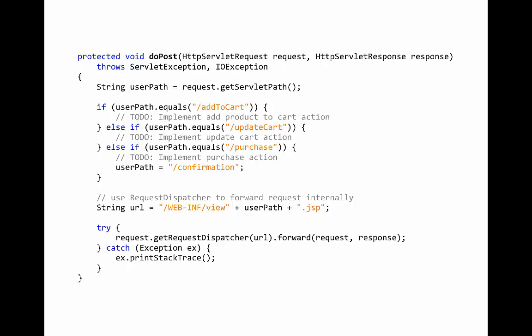For the doPost method, we're going to process POST requests that contain the paths /addToCart, /updateCart, /purchase, and /confirmation. For now, we'll handle these the same way we did in the doGet method. We'll construct a URL from the path, and we'll forward the request to a request dispatcher object based on the constructed URL.